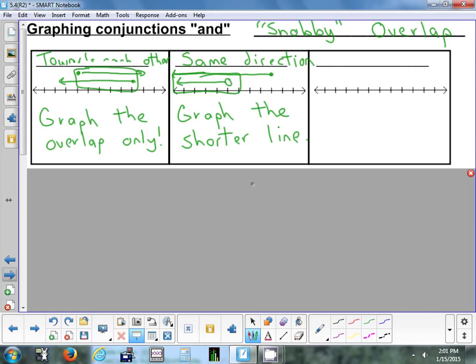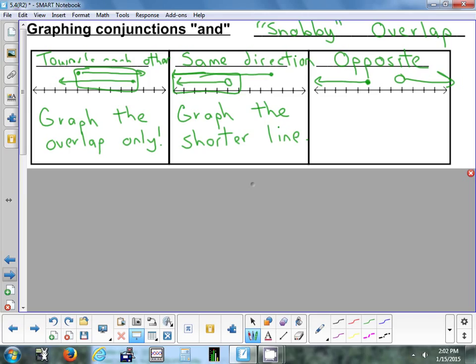Going to graph that shorter line, the one that's shorter. All right? And then what's the last situation we have, guys? We have them going towards each other. We have them both going in the same direction. What's the other one we could have? When they go opposite. Thank you, Chelsea. Let's say I got a closed dot here, going this way, open dot there, going that way. Now, when we did that for ors, what was the answer? Graph both. I'm going to graph both, right? It was fine to do that.